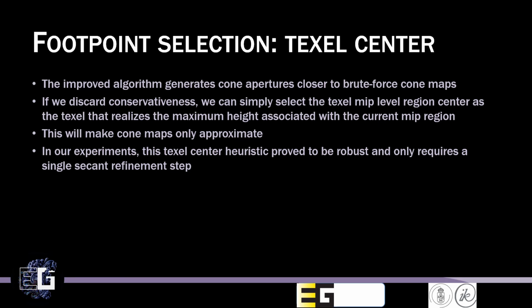Even with the above improvements, cones are usually still narrower than that of the brute force method. We can improve on this by discarding conservativeness and using a more aggressive heuristic to compute the foot point, such as the center of the texel region of the current MIP level. In our experiments, this still yields a cone map that can be correctly refined by a single second root step. That is, it rarely guides the rays inside the height field.